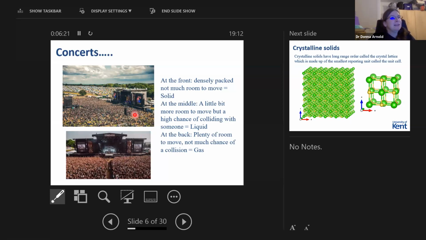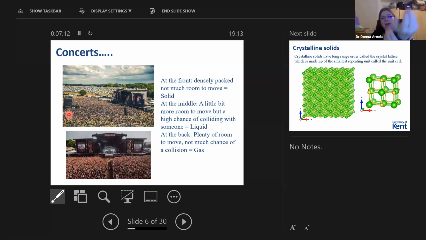If we think about the middle of our festival, there's a little bit more room, we can dance around a little bit, but there's still quite a high chance that I'm going to bump into somebody as I jump around and I dance. So this is more like the liquid. At the very back of the festival, there's a lot more space, we can jump around a lot, there's plenty of room to move, and there's not much chance that I'm going to collide with somebody else. So this is more like the gas phase. So we can see how we can think about the crowd being densely packed near the front, less densely packed, but still quite a lot of people in the middle, and fewer people and less densely packed in the back. So now that we have that in our head, we can start to think about these things in different ways.